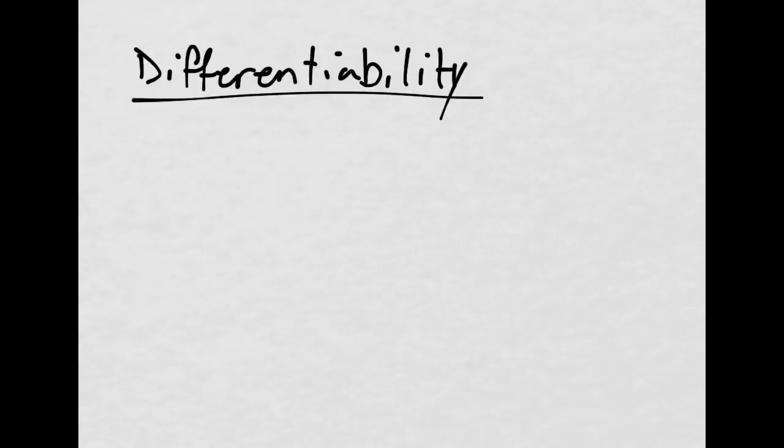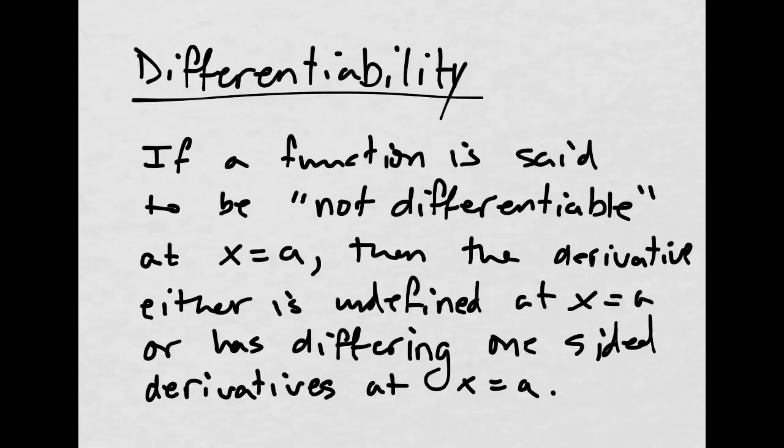So, what is differentiability? What does that mean? If a function is not differentiable, that means it does not have a derivative at a certain point. So I'll write that down. If a function is not differentiable at x equals a, then the derivative is either undefined at x equals a or has differing one-sided derivatives at x equals a.